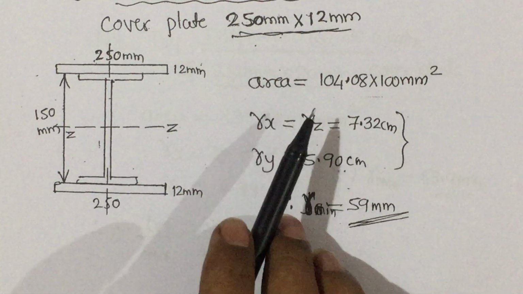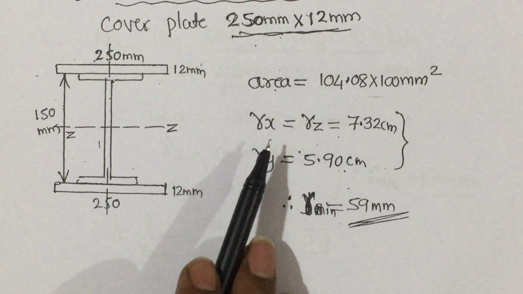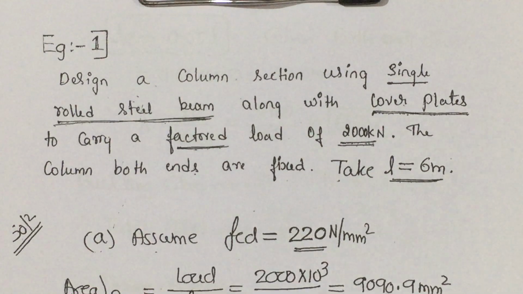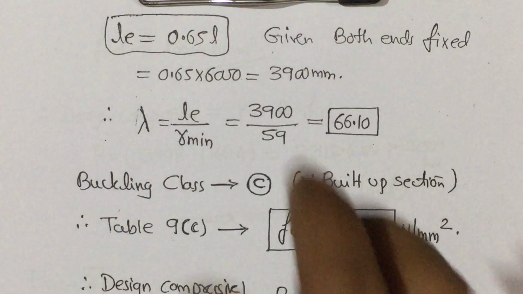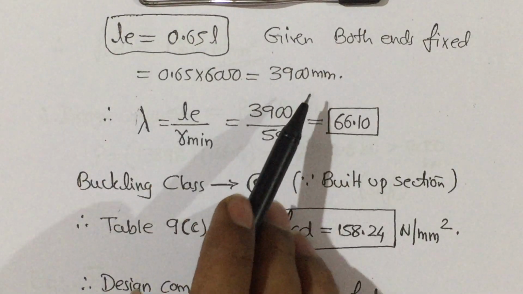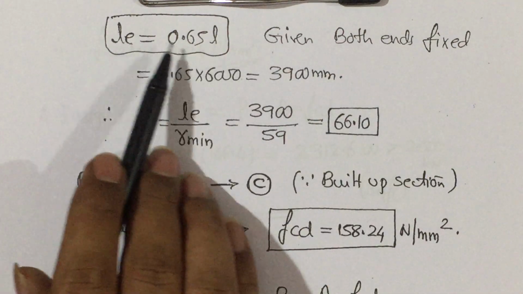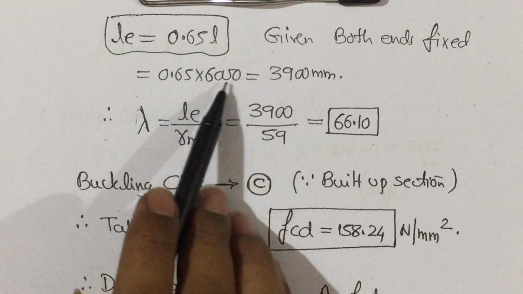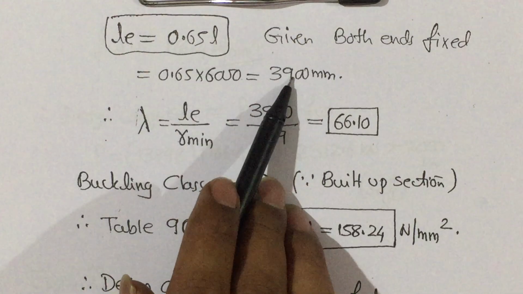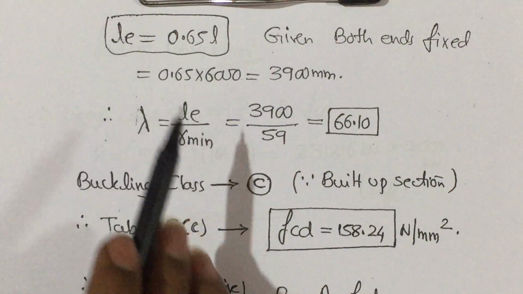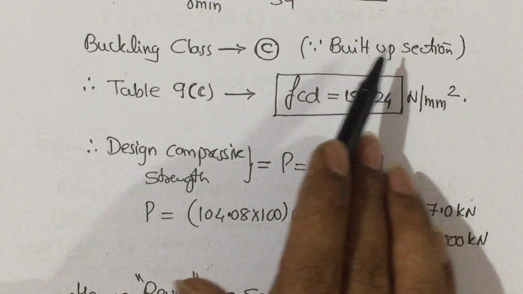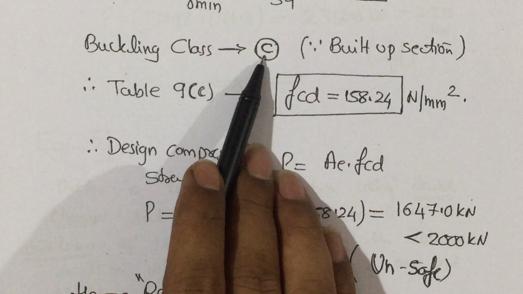From the steel table, note down the area value, then RXX, then RYY, and we are going to get R minimum value. Once you get R minimum, then effective length. Here the end condition is given, both the ends are fixed, therefore effective length from page number 45 of the IS 800 is 0.65 into L. L is given as 6 meter, that is 6000 millimeter, so you will get it as 3900 millimeter. So, lambda is equal to LE by R minimum. Then the built up sections belong to buckling class C.